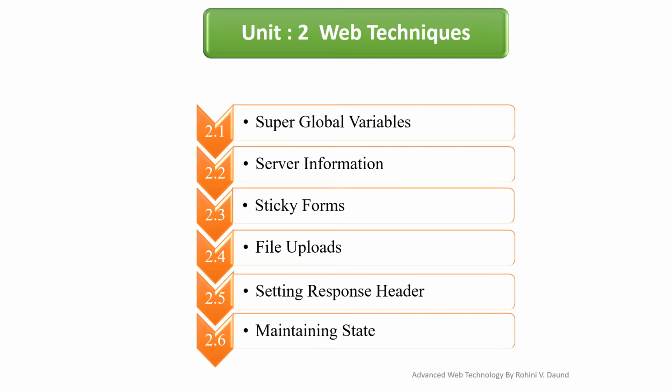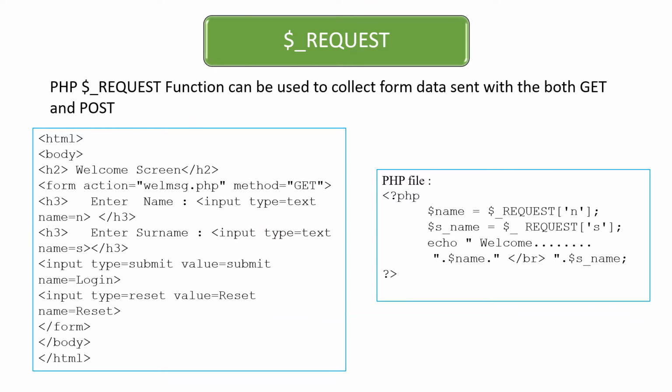Today we will discuss the self-processing form, sticky forms and the multi-value parameter. In the previous lecture, we learned about the superglobal variables $_SERVER, $_GET and the $_POST method. In today's lecture, the next superglobal is $_REQUEST.